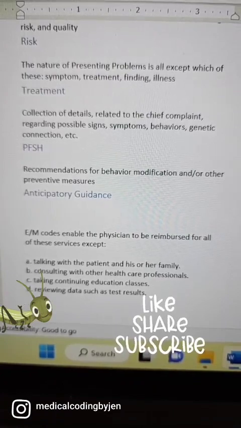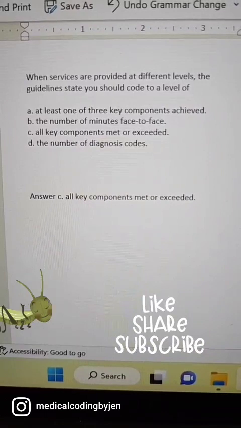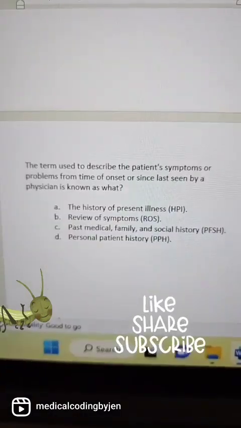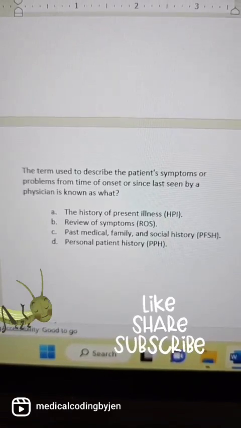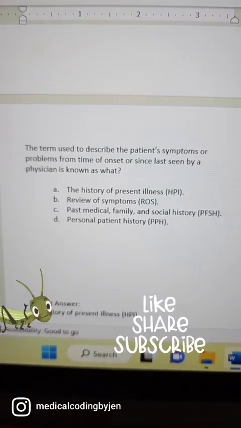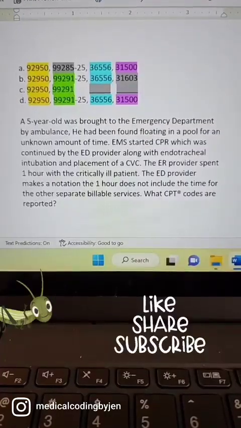Super handy. I do have some A, B, C, and D questions here with the answers to go along with some of those definitions. Super helpful. Just to get you in the frame of mind of what is history, what is an examination.